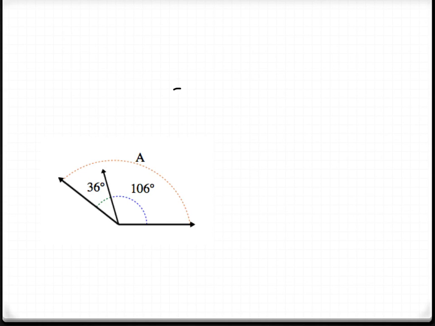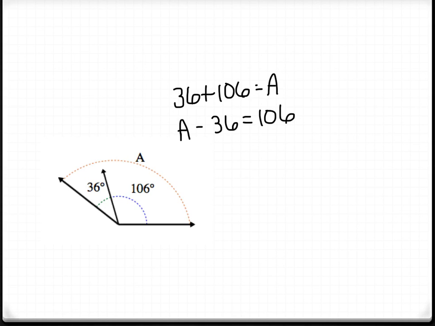Did you say that 36 plus 106 equals angle A? Did you come up with one of the other types where you said A minus 36 equals 106? Or A minus 106 equals 36? Any of these three equations could be used to find A. Most of the time, I would expect you to choose this first one, as it is the way that you would most likely get your answer.